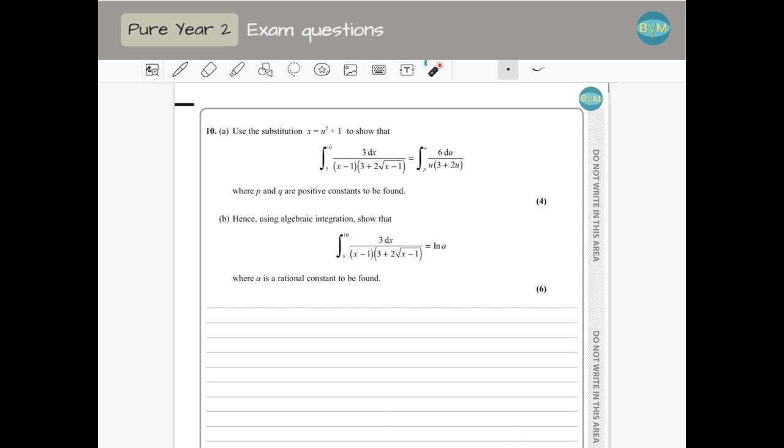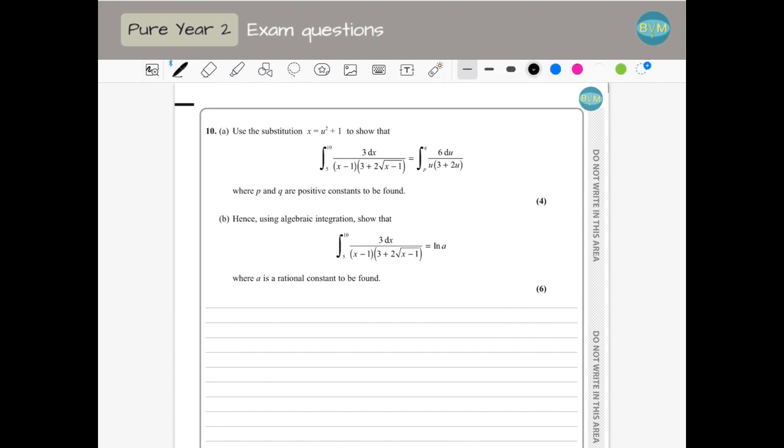Hello, this is question 10 on your November 2020 paper 1 from Edexcel. You have an integration by substitution question. They give you the substitution, x is u squared plus 1, and we have to show first that our integral is this one. So when we do the change of variable, we are going to get this.